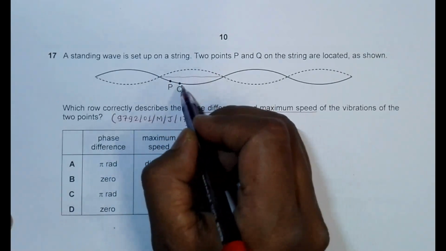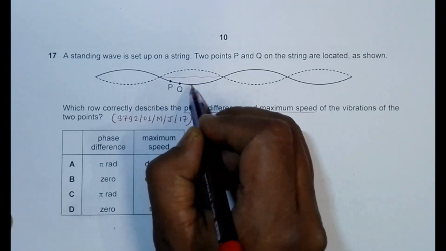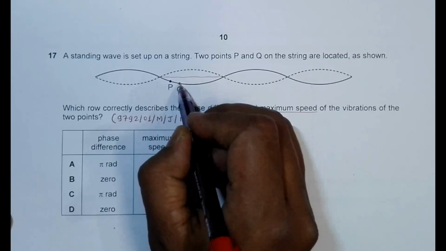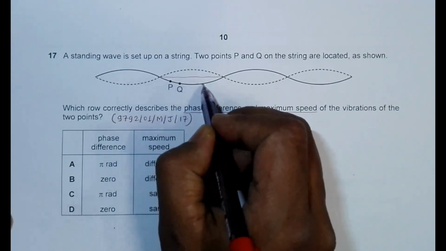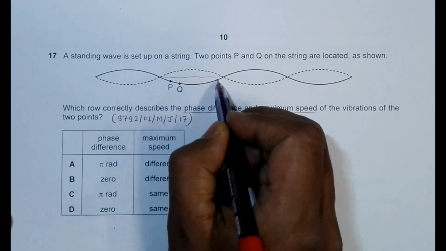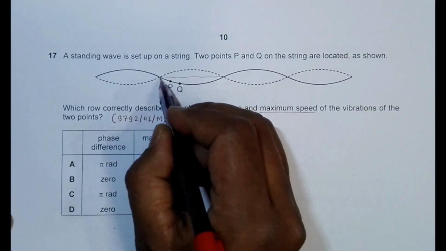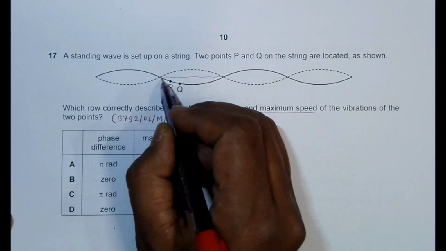Right now, this point is at its highest amplitude. This point is also at its highest amplitude, and all the other points are at the highest amplitudes, and all the others are negative. So that means the phase of all these points is the same.